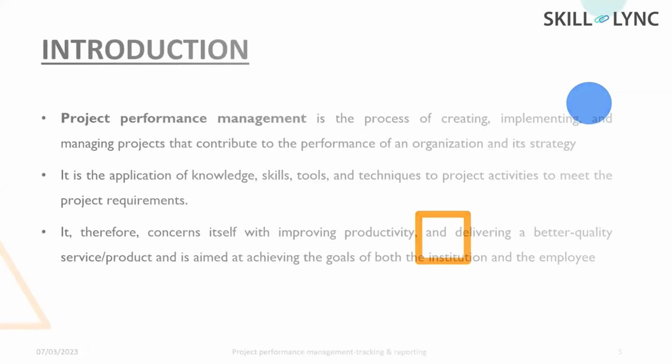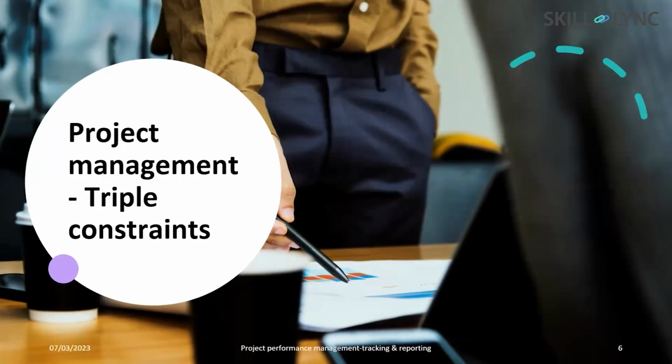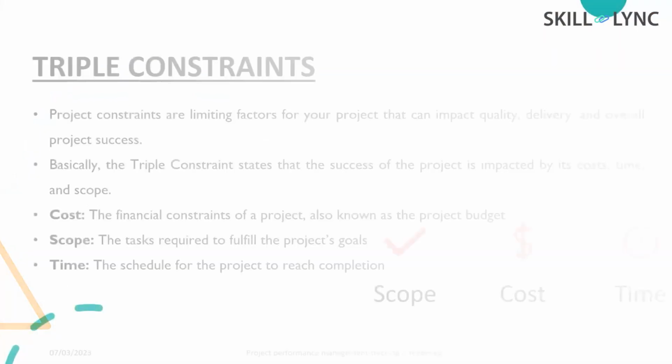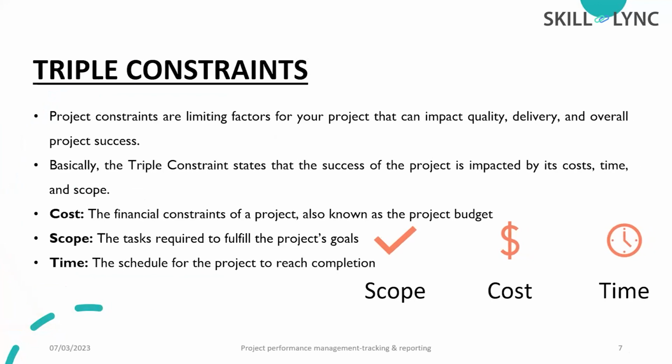Now we will see the triple constraints. What are the parameters available to monitor the performance? There are a lot of parameters, and depending upon the industry nature, these parameters will vary. But especially in a construction project, we look into the major three points, or the iron triangle of construction. These are known as the triple constraints. Constraints are nothing but limiting factors of a project, and they can impact the quality, delivery, and overall success of the project.